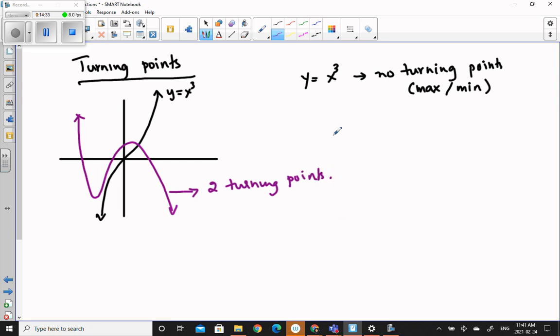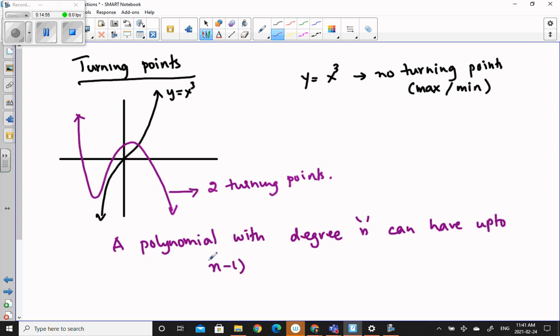Okay, so what we can see is a polynomial with degree n can have up to n minus 1 turning points. So write that down here. A polynomial with degree n can have up to n minus 1 turning points. And we saw that for an odd degree polynomial function.